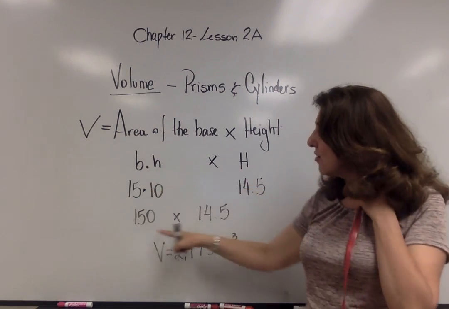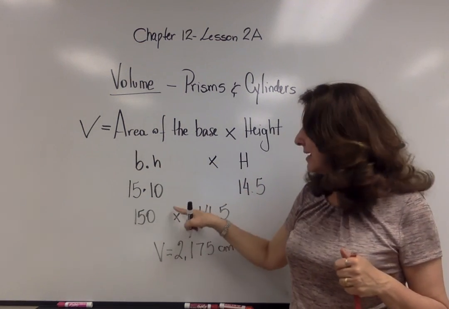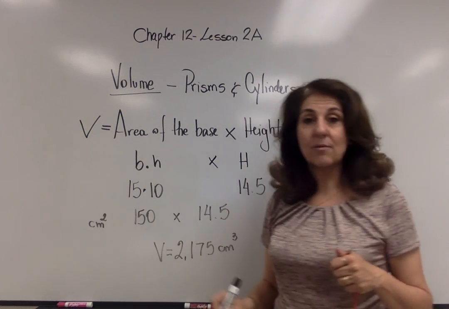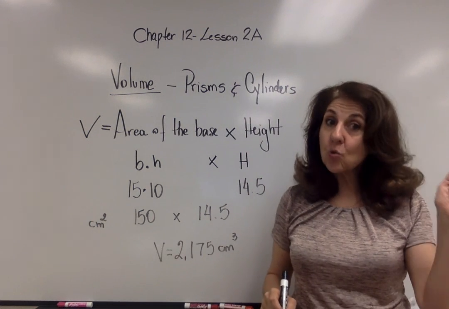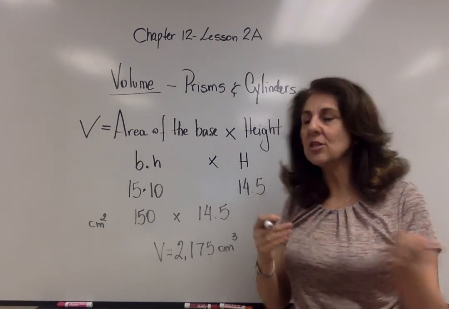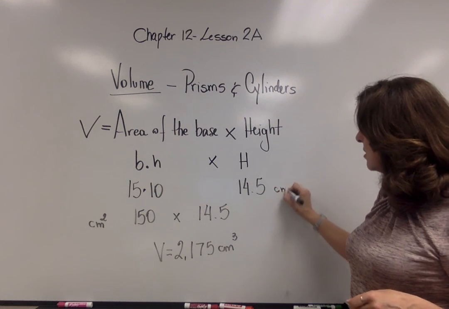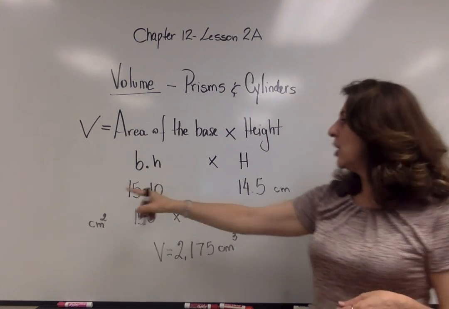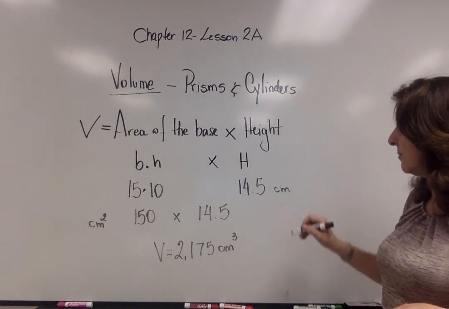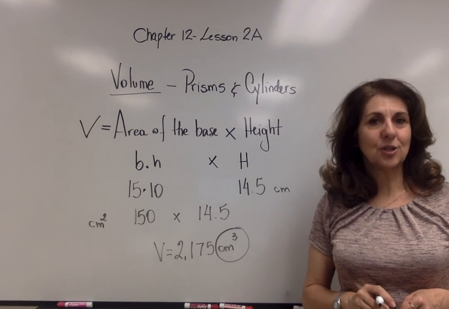When I find area, we've been working with this. So when I find area, this is centimeters squared, right? Area is in square meters, or the measurement is square feet, square meters, square centimeters. This is also one more centimeter. So I have centimeters squared multiplied by one more centimeter. So that gives me centimeters cubed.